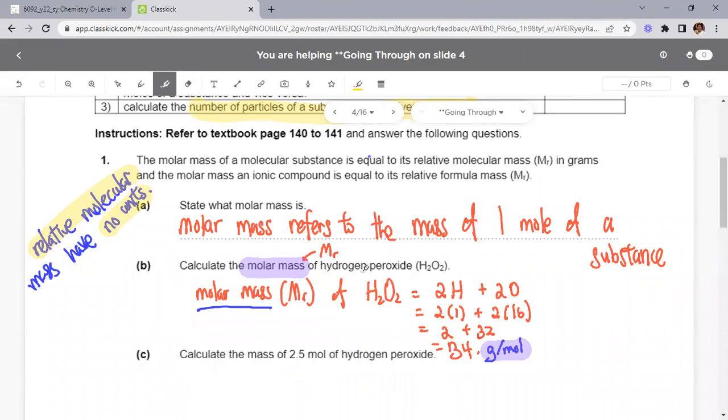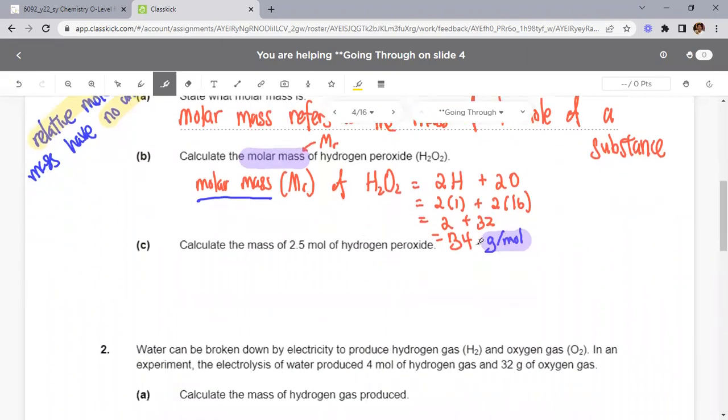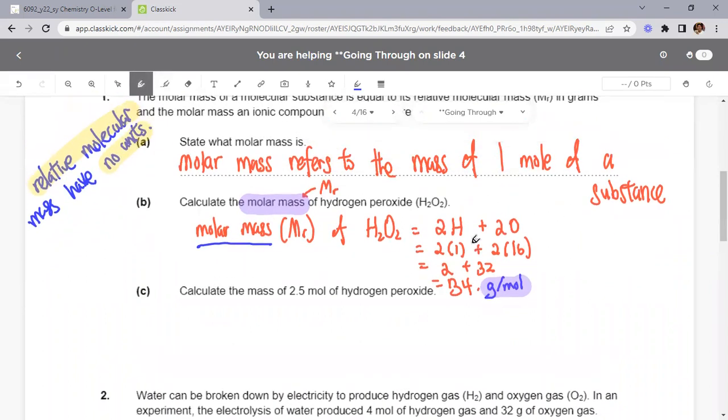Now let's try to understand what exactly molar mass is. We say that molar mass refers to the mass of 1 mole of a substance. So when I calculate the molar mass of H2O2 as 34 grams per mole, this means that 1 mole of H2O2 has a mass of 34 grams. So when I say I found the molar mass of H2O2, it means I've found how much 1 mole of the substance weighs.